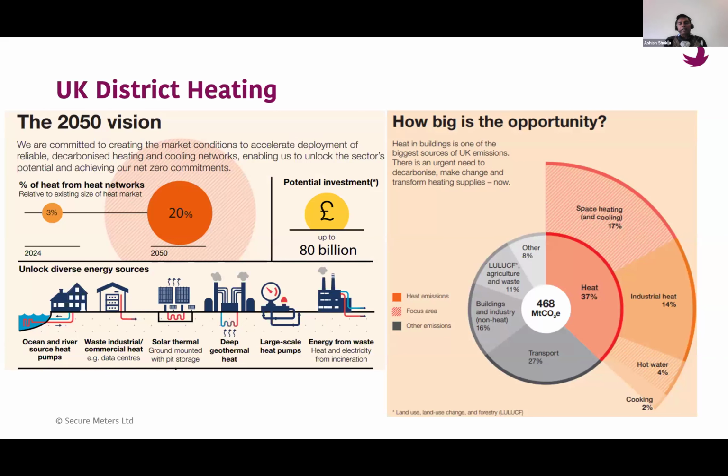And in the right side of the picture, you can also see how much carbon emission they are producing. You can see 17% contribution just coming from the space heating and then industrial heating. So whatever carbon dioxide equivalent they are generating, 31% is coming only from the heating. So that's why they are moving towards communal heating, to district heating.